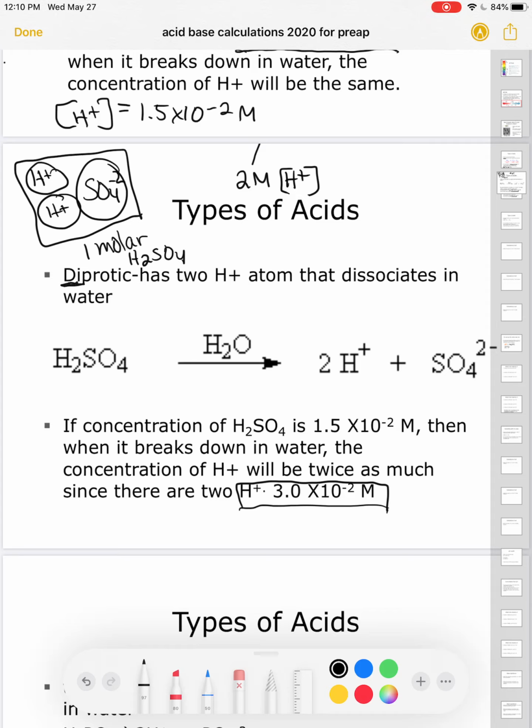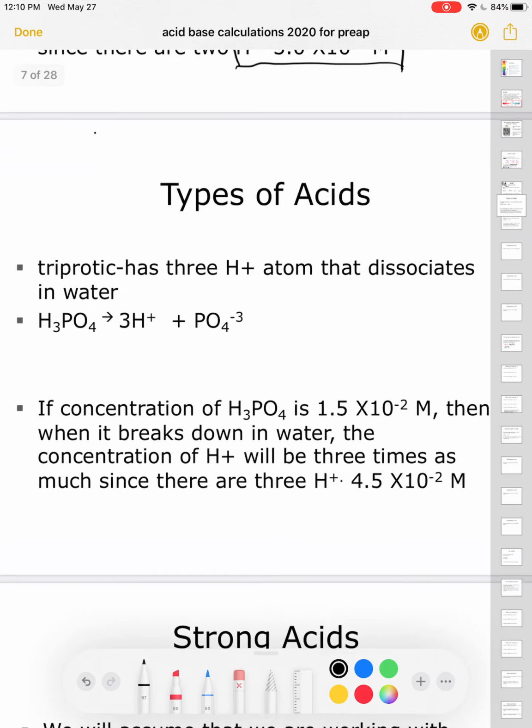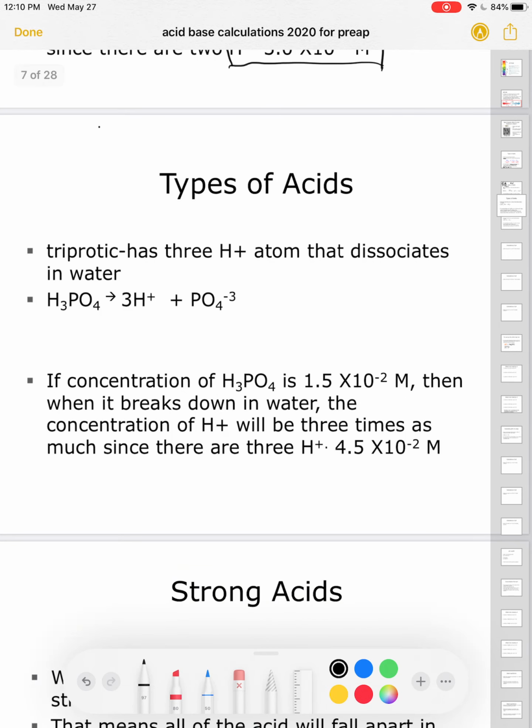Monoprotic, diprotic. What do you think's coming next? Triprotic for the win. Okay, so things like phosphoric acid. Phosphoric acid has 3 ionizable hydrogens. So you're going to get, let's see, H plus, H plus, H plus, and then you got your phosphate group.